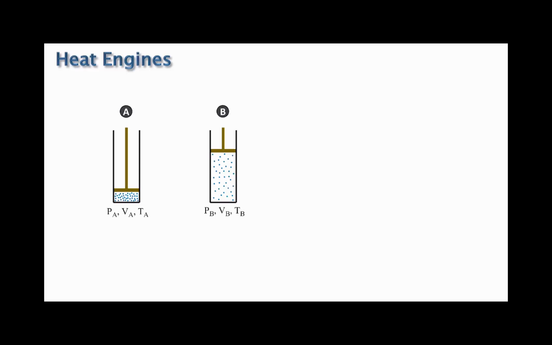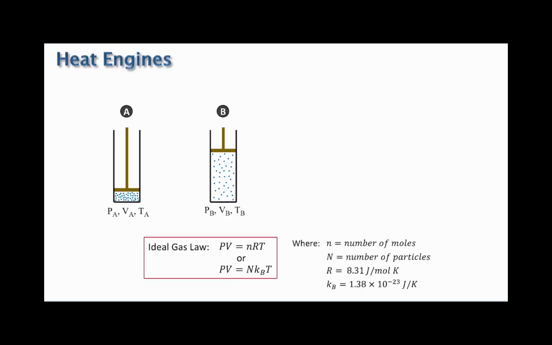These three variables are related to each other by the ideal gas law, which is commonly written these two ways, where lowercase n is the number of moles, uppercase N is the number of molecules, R is 8.31 joules per mole per Kelvin, and Kb is the Boltzmann constant, which is 1.38 times 10 to the negative 23 joules per Kelvin.